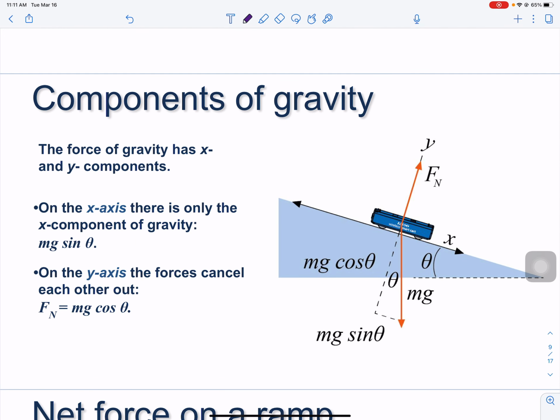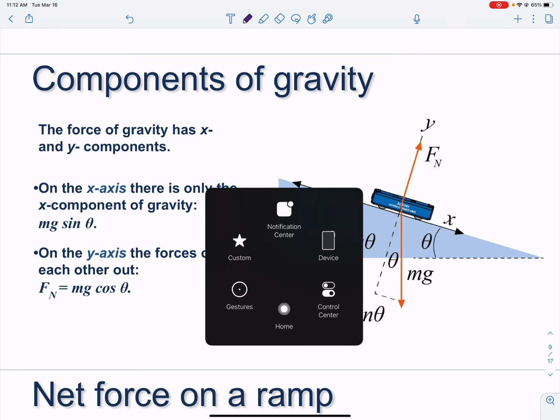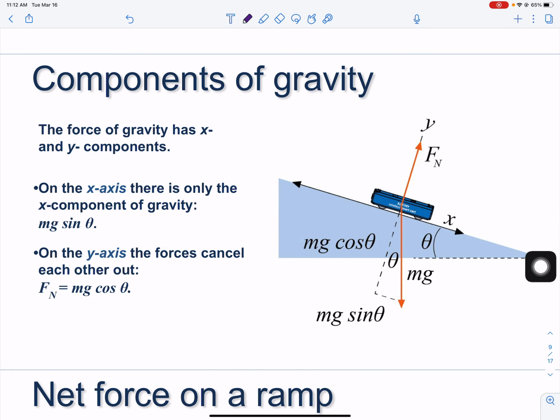Now, we then have to convert weight into components that align with my axes. And so this is the x component of the weight, so we've got weight x, and this one is the y component of the weight, when we have our axes tilted like this. And then mg is just equal to the weight.